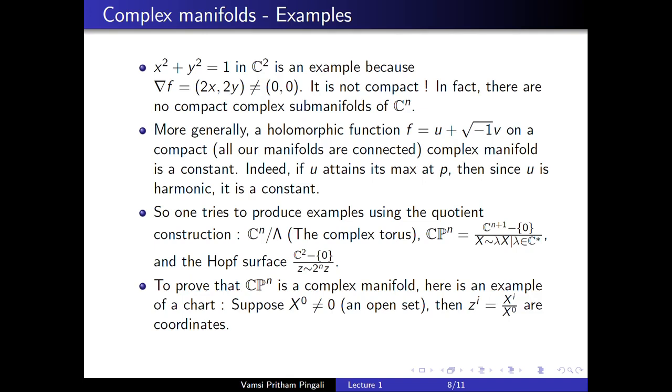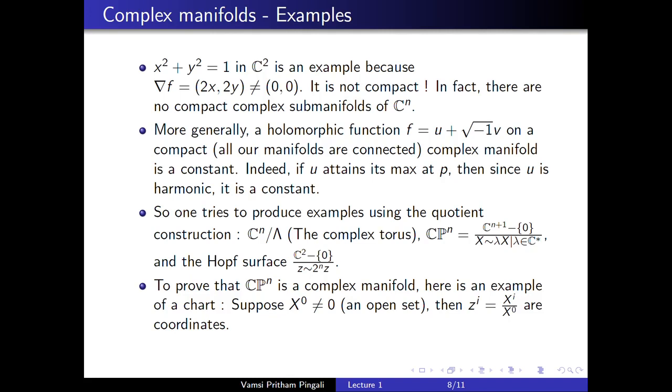Alright, so zi is xi over x0. This set of functions gives a homeomorphism between this subset of CPN and Cn. Right? If you choose another subset where not x0, say x1 is not 0, a similar collection of coordinates gives you a homeomorphism with Cn. So CPN is simply a bunch of Cn's glued together.